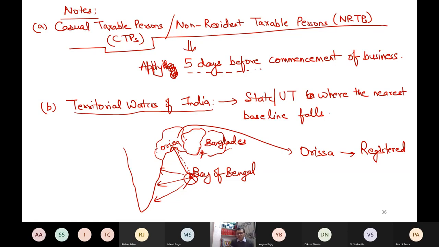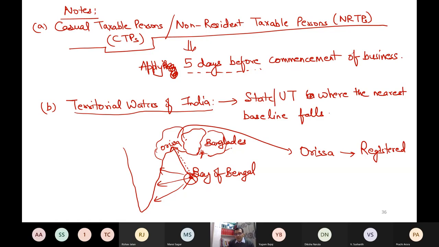It's based on the conventions of the United Nations. So the nations have no control. The United Nations have framed some guidelines in this regard. Continental shelf, etc. Those I will discuss in the chapter of customs when we start customs.